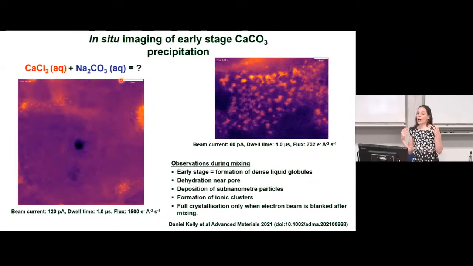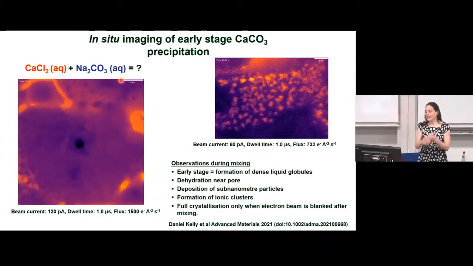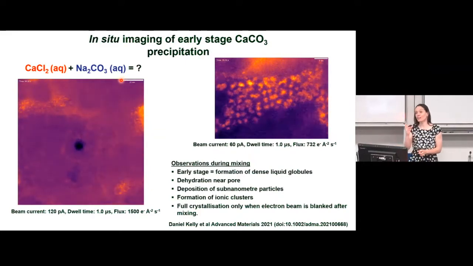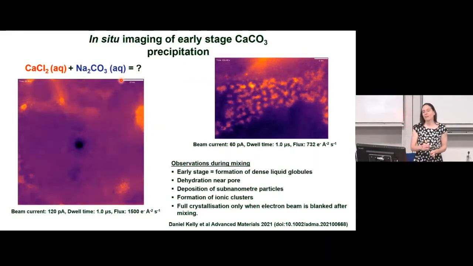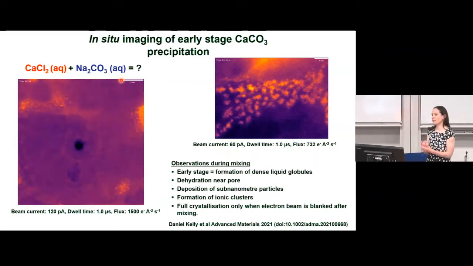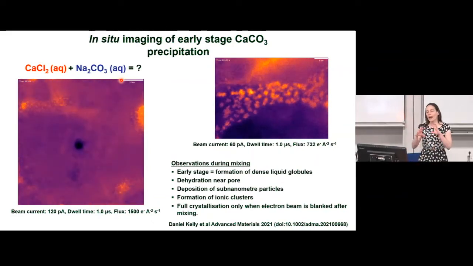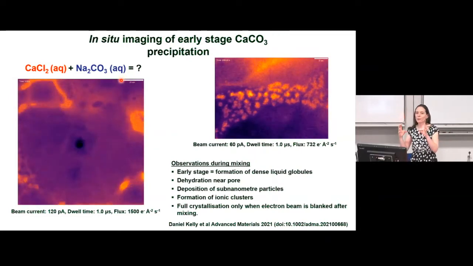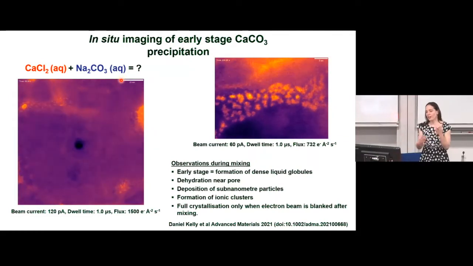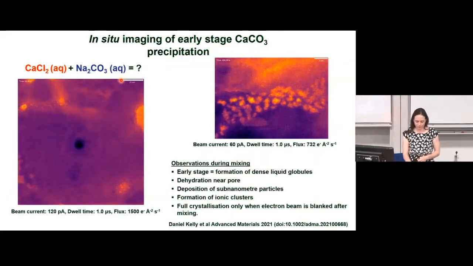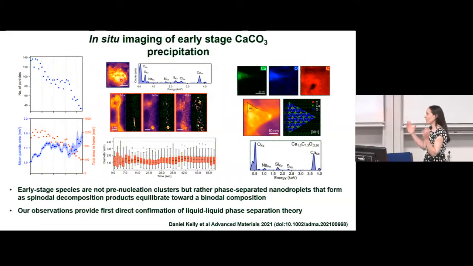And this got Dennis Gebauer very excited, who understands calcium carbonate formation, because he says, look, this is the first evidence that you really do have, before you get these nanoclusters being formed, which was thought to be the earliest stage of nucleation of calcium carbonate, this dense liquid phase that the clusters are formed from. And this is evidence of this spinodal decomposition. So we've done lots of analysis, and you don't need to know the details of that.